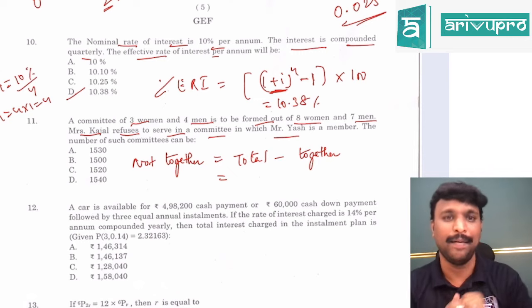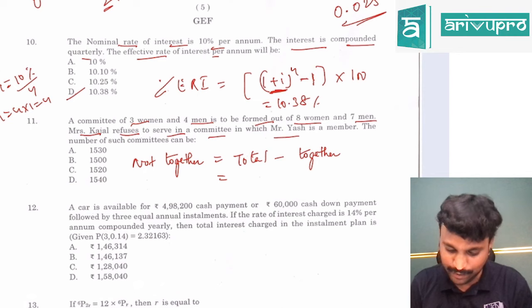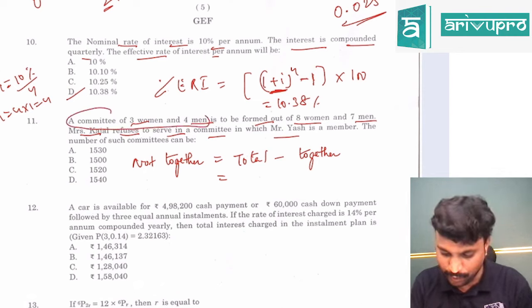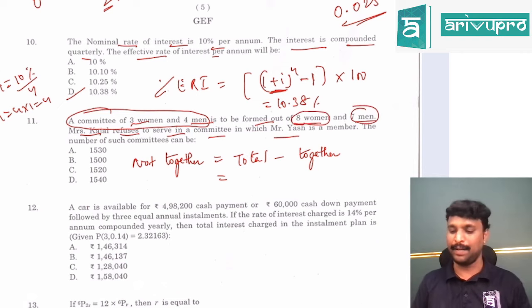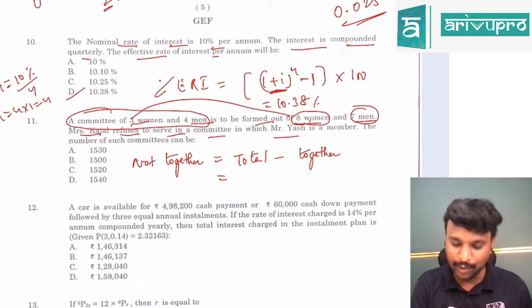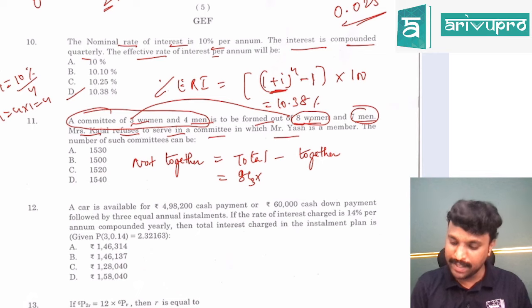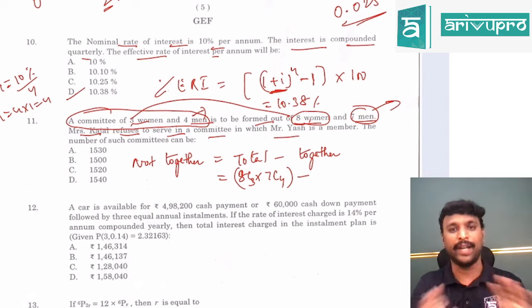Guys, tell me, total. How many do you have to select? There should be a committee of 3 women and 4 men to be formed out of 8 women and 7 men. So from 8 women you have to select 3 women, that is 8C3, and from 7 men you have to select 4 men, that is 7C4. Guys, this is the total without any condition.